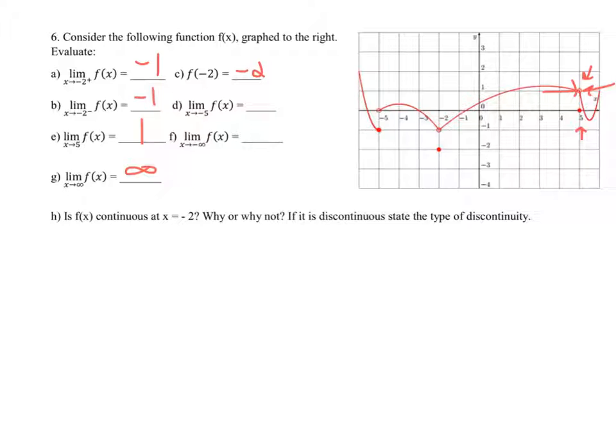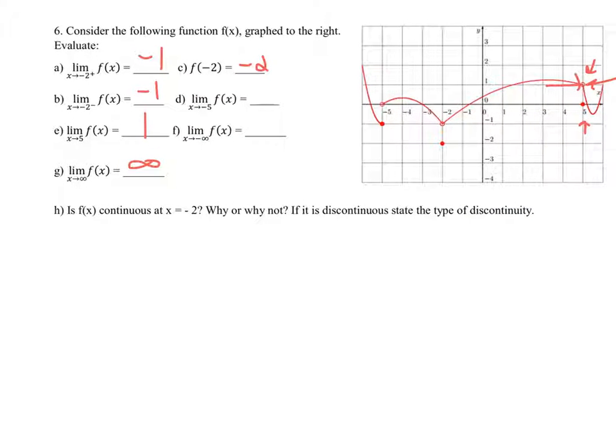The next question is the limit as x approaches negative 5. I look at negative 5 and say there is no limit, because the left-hand side approaches negative 1 and the right-hand side approaches 0. So my limit as x approaches negative 5 does not exist. As x approaches negative infinity, I'm looking at the negative x values, and I go up to positive infinity.